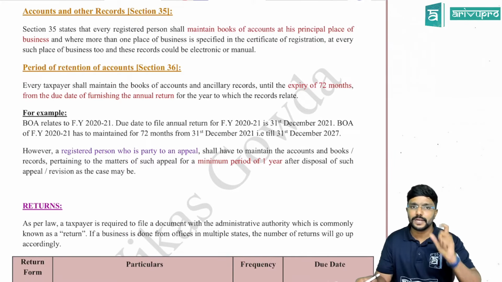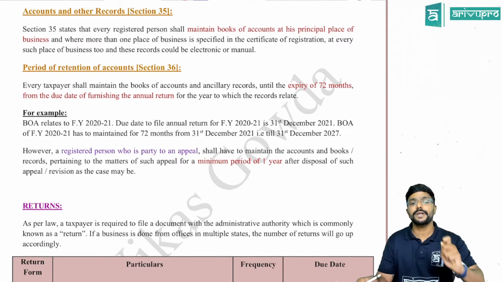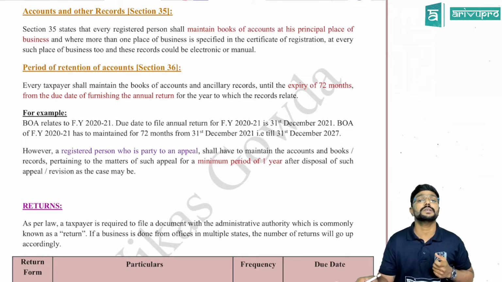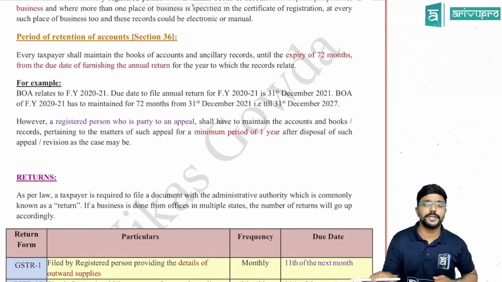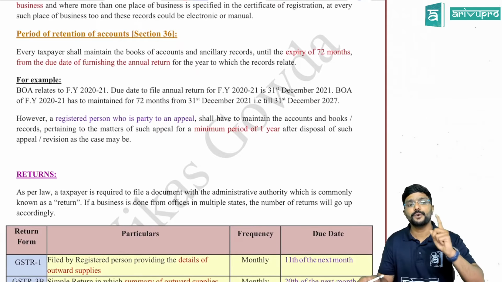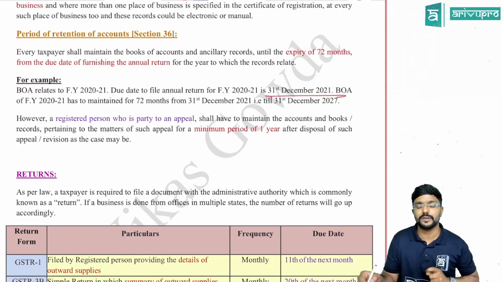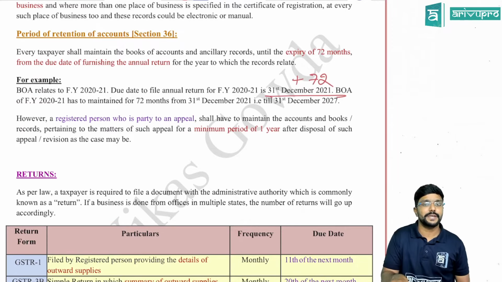And how long he has to retain that books of accounts? Whatever books of accounts are there, he has to maintain it for 72 months from the due date of furnishing the annual return for the year to which the books of accounts relate. Okay. For example, if the books of accounts is related to financial year 2021, due date to file annual return for 2021 is 31st December 21. So from here for another 72 months, it has to be maintained.